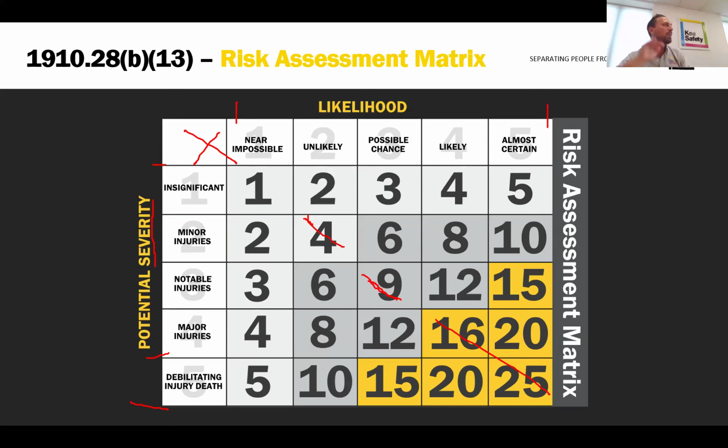The minimum height where OSHA requires fall protection in general industry is 4 feet. So any work 4 feet or higher, you need to have some form of fall protection. In construction, in 1926, that number is 6 feet, right? So a minor difference between the two. So severity is always a 5.